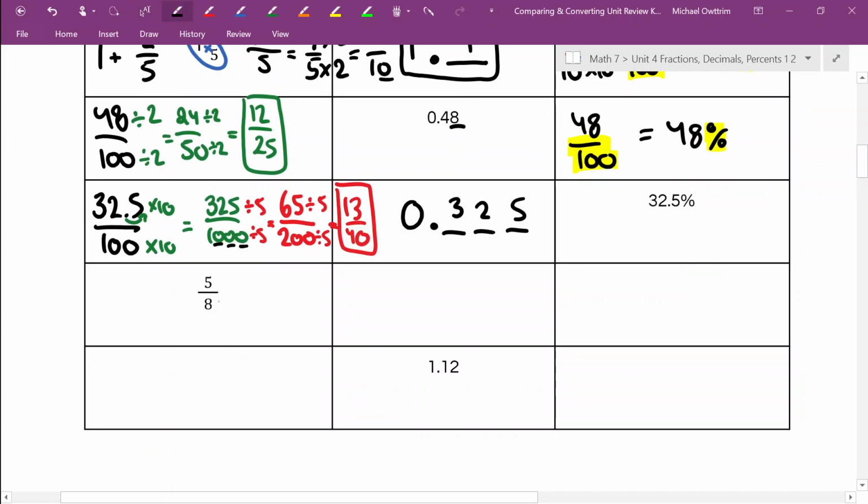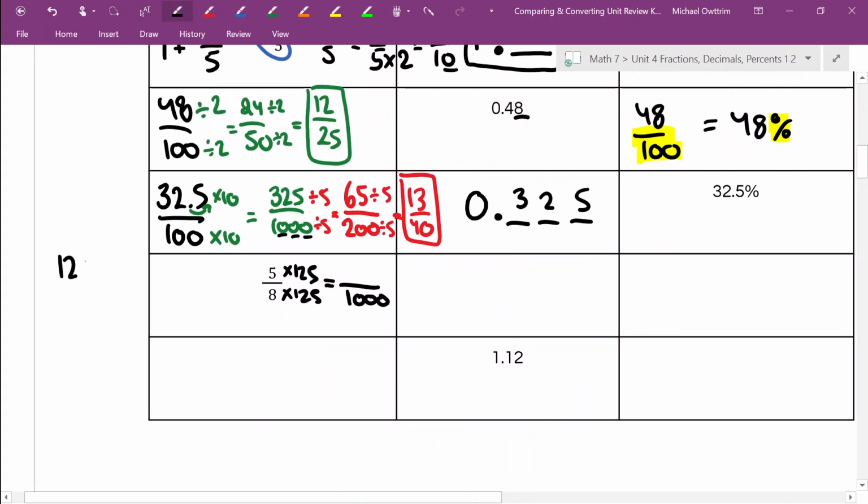For 8 on the bottom, we know we can either long divide this fraction or we can multiply it by 125, and that's because 8 times 125 makes 1,000. That's a useful one to have memorized. And so we can do 125 multiplied by 5 on the top.